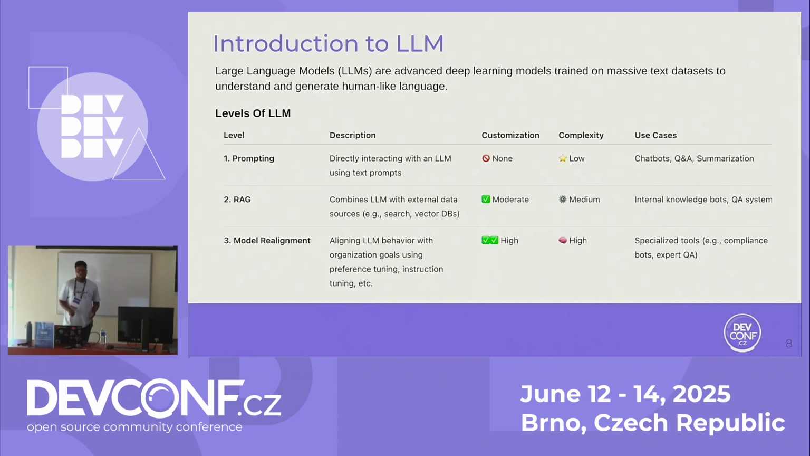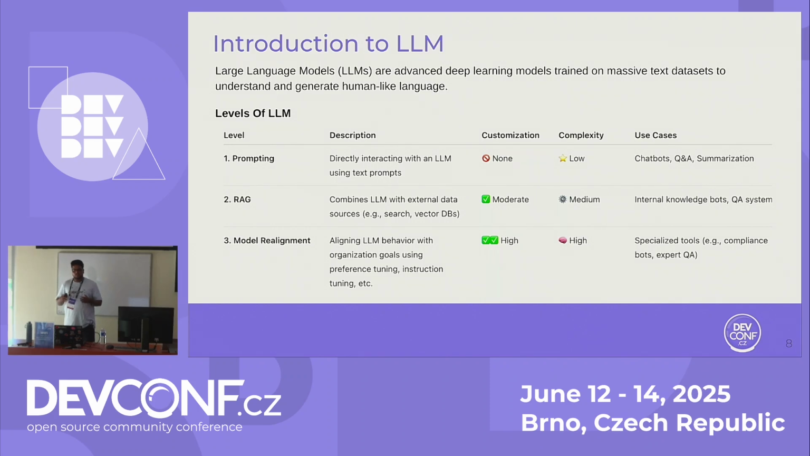So basically, what is a large language model? A large language model is an advanced deep learning model trained on a massive data set that understands human language, thinks like a human, and gives us solutions. For training a large language model, we have different levels of architecture. The first one is prompting. You can directly interact with the large language model using text prompts, like you already do with ChatGPT, and we can train our model.